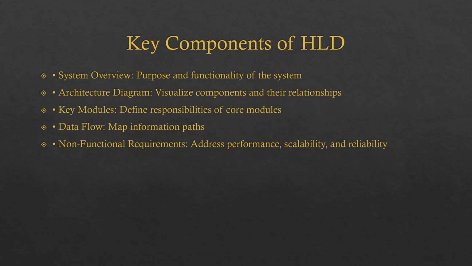As we move forward, let's recap the key components of your HLD. The system overview sets the stage by explaining the purpose and functionality of the system. The architecture diagram visualizes the relationships between the system components, while the key modules describe their individual responsibilities. Data flow needs to be mapped to show how information moves through the system. Lastly, don't forget to address the non-functional requirements such as scalability and reliability, which are crucial for a successful design.